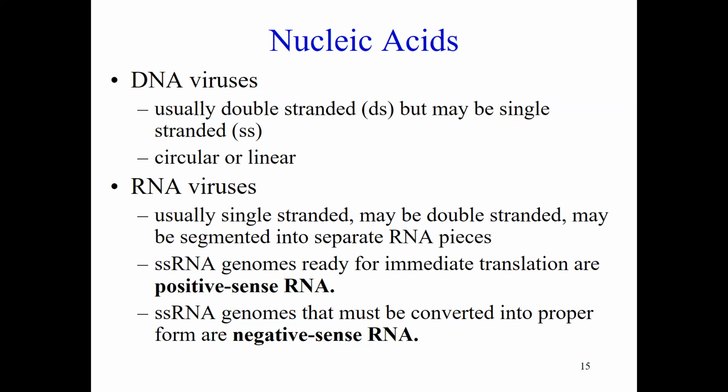Typically, RNA viruses are segmented into separate RNA pieces. ssRNA genomes are ready for immediate translation. We call those positive sense RNA. So if the virus itself has an ssRNA genome that can just go straight into translation in the cell, we call that positive sense. If we have an RNA genome that has to get converted into an appropriate form first, we call that negative sense, because the virus is having to work backwards to actually be able to replicate its proteins. Okay.